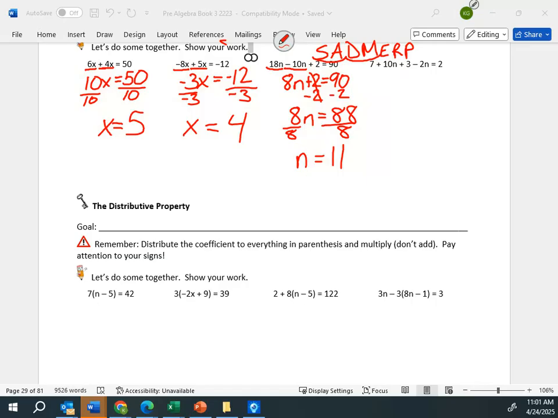Last one. 7 plus 10n plus 3 minus 2n equals 2. What should I do first? What do you think, Christina? Tell me what to combine. So I have that plus 10n minus 2n gives me what? Yep, because 10 minus 2 would be 8n. Don't forget your variable. 8n.